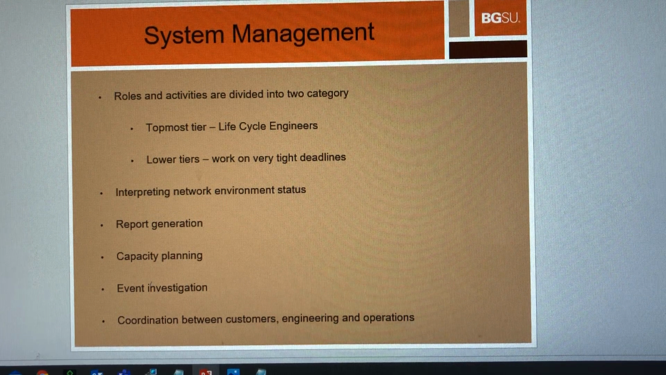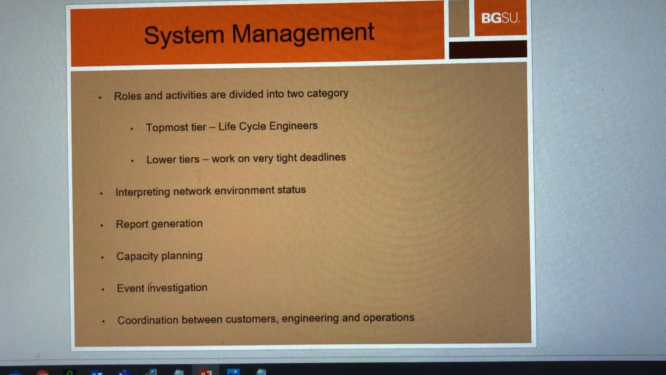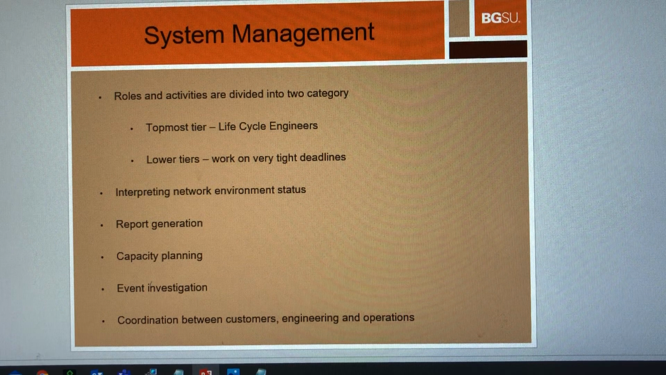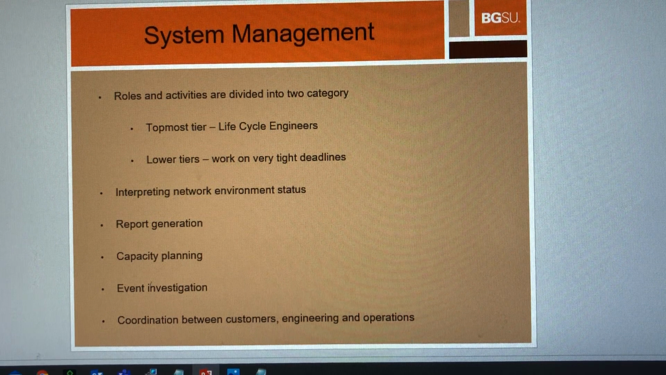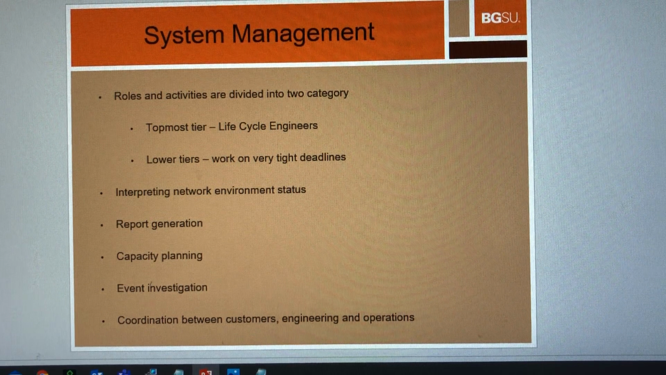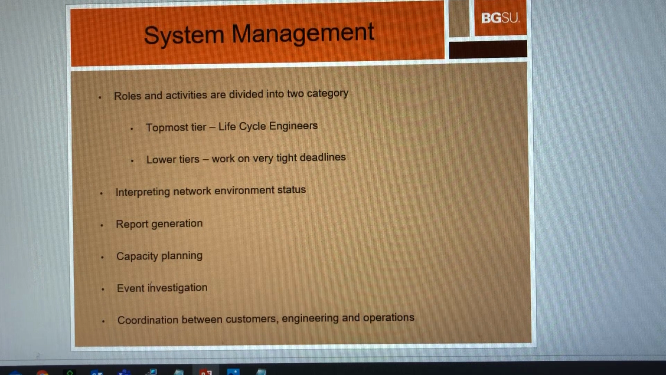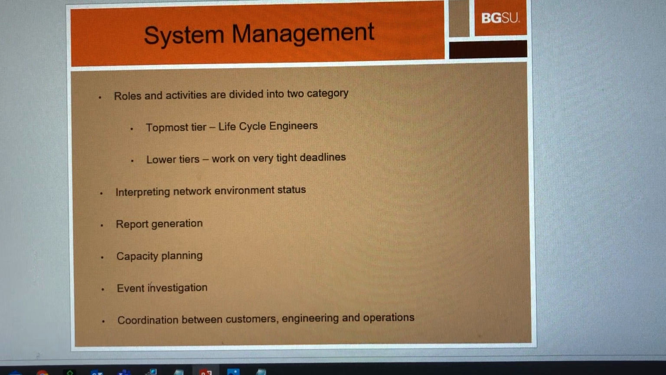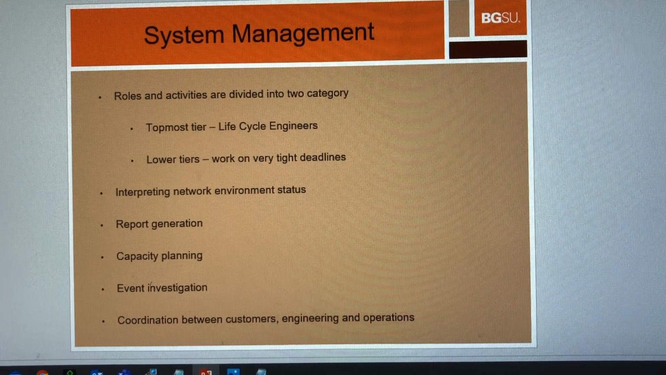Event investigation concerns specific events such as a service outage or network security breach. Coordination between customers, engineers, and operations involves communicating findings, changes, requests, and recommendations.